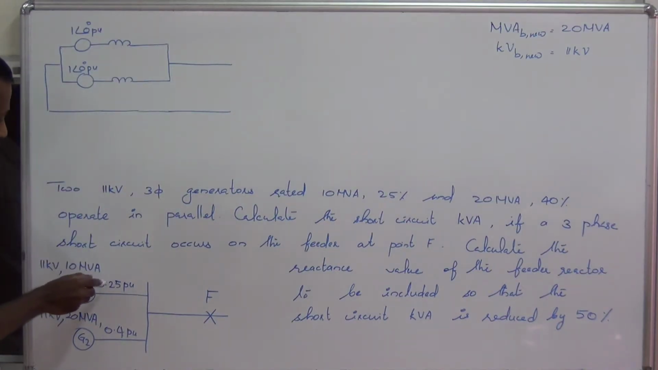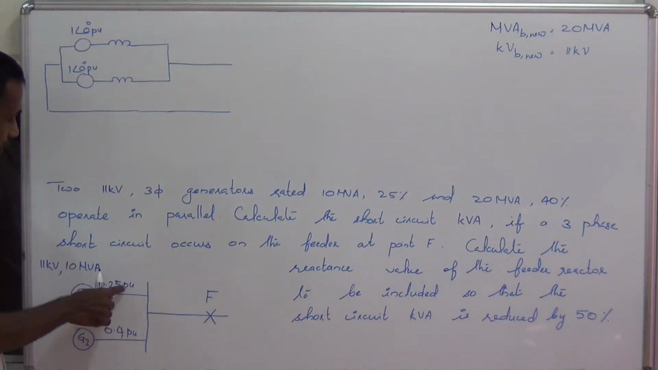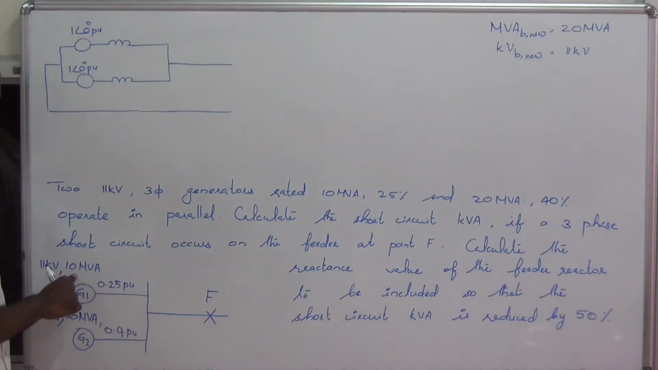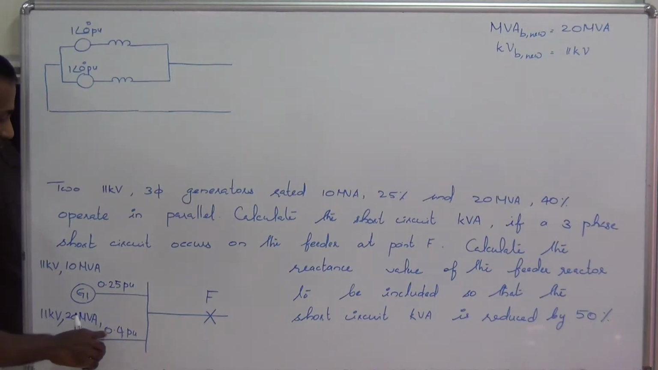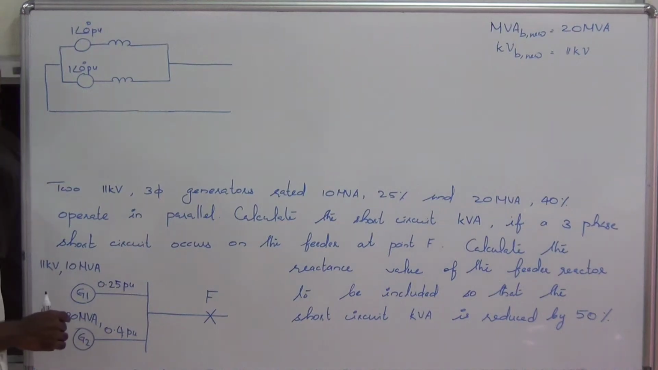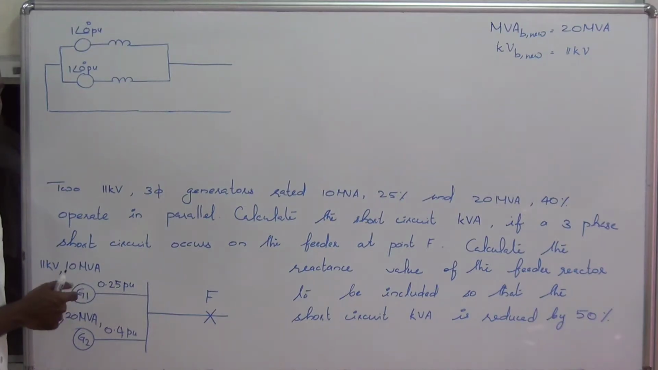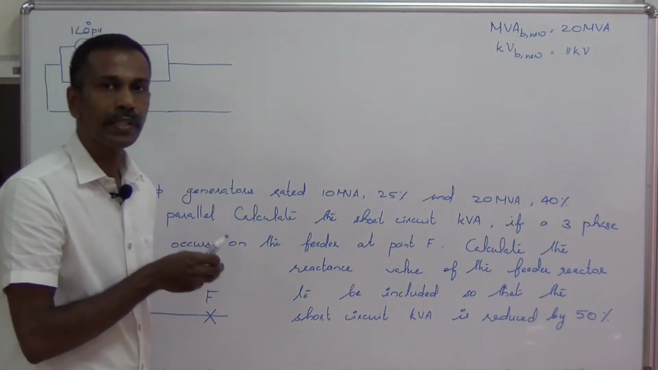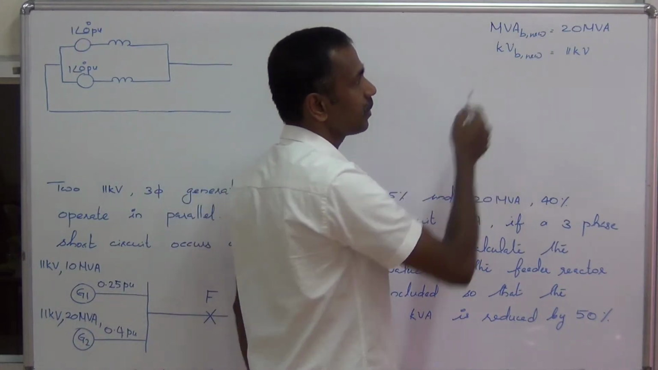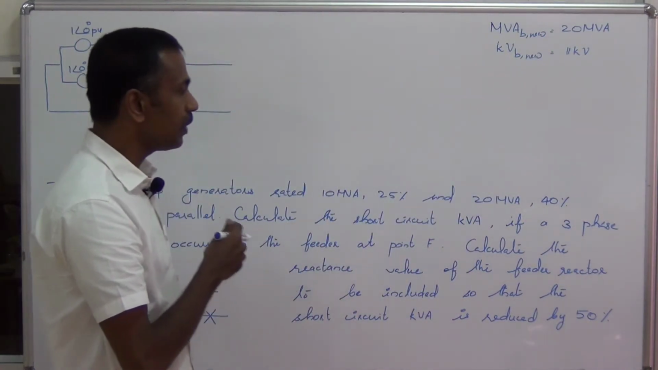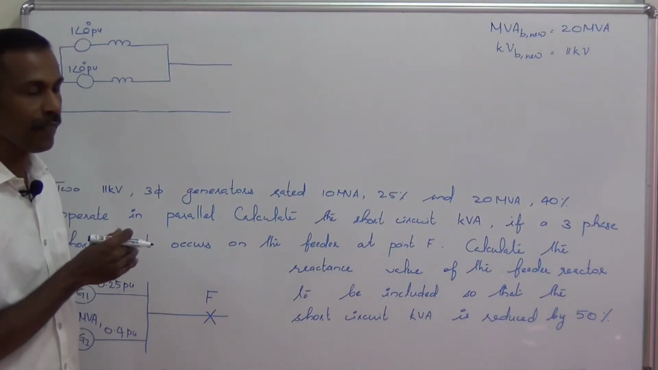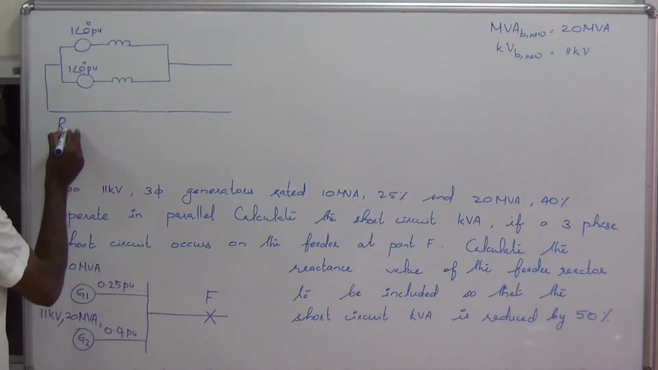Now if you look at the problem, for the first generator, the reactance is 0.25 per unit. This is given on a base MVA of 10 MVA. And the second generator has a reactance of 0.4 per unit. This is with a base of 20 MVA. So these reactance values are given with different bases. But we have to find the per unit reactances on a common MVA base. So let us convert all the reactances into a common MVA base.